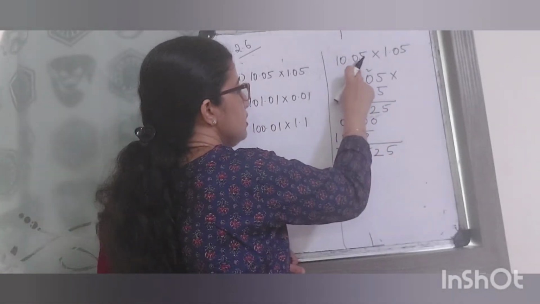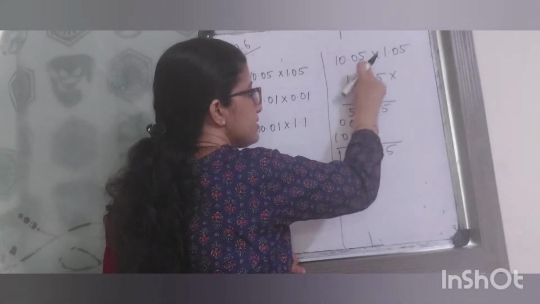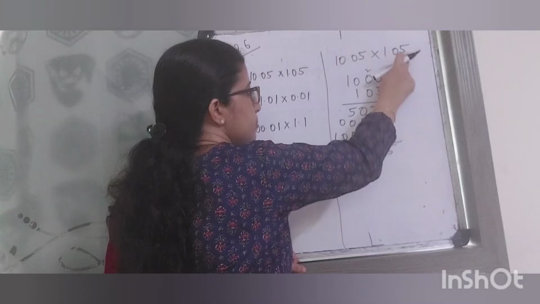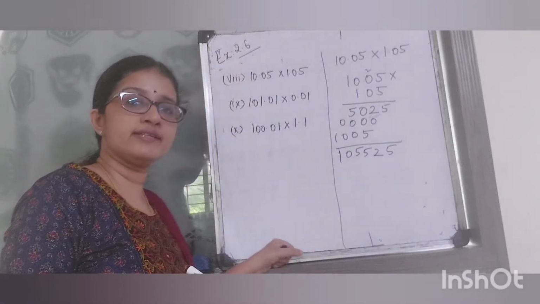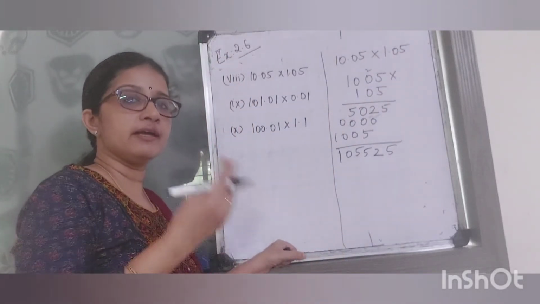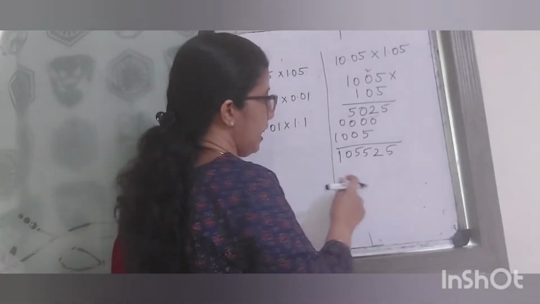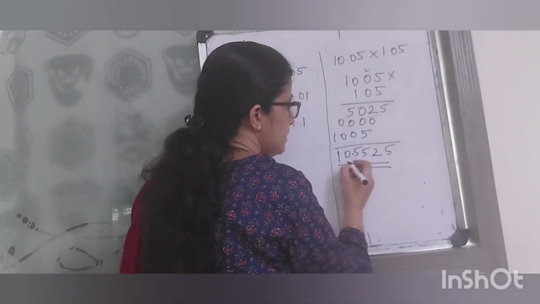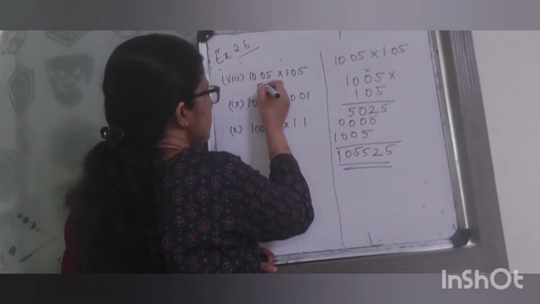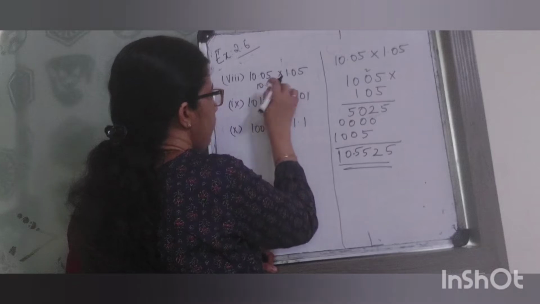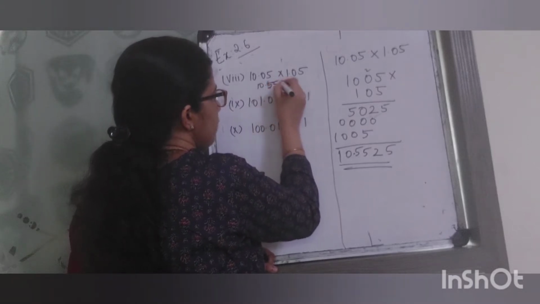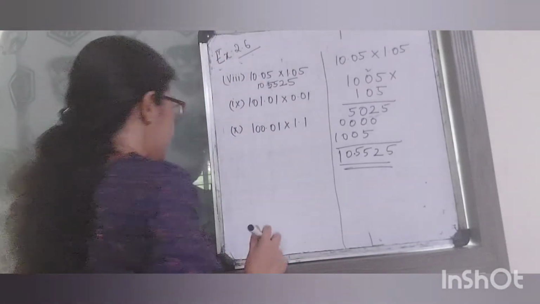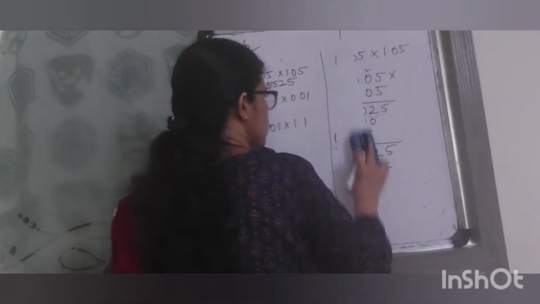Okay, now how many decimal places should we leave? If you see the question, in the first number 2 digits, second number 2 digits. So totally how many digits? 4 digits should be there to the right hand side of the decimal point in the answer. So where should we put the decimal point? Here. So the answer is 10.5525 is the answer. Okay. Now let's take the next question, 9th question.